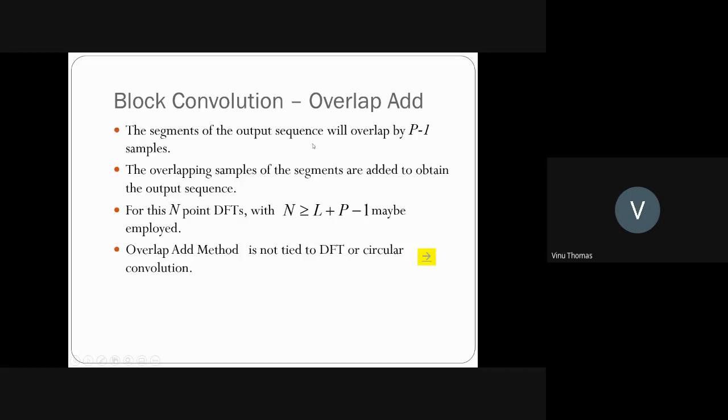The segments of the output sequence will overlap by P minus 1 samples. The overlapping samples are added to obtain the output sequence. Now this can be implemented by means of an N-point DFT where N is greater than or equal to L plus P minus 1. And this process you call overlap add. So can someone tell me why it is called overlap add?